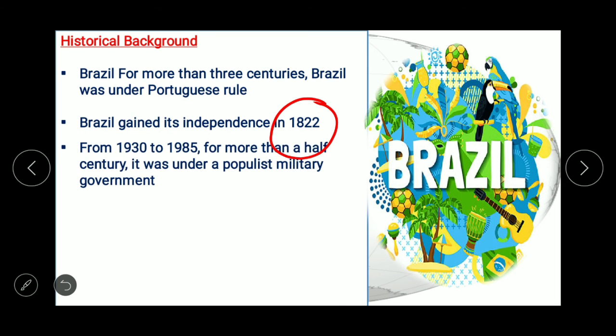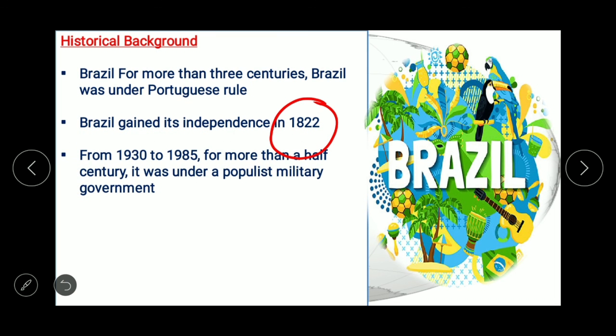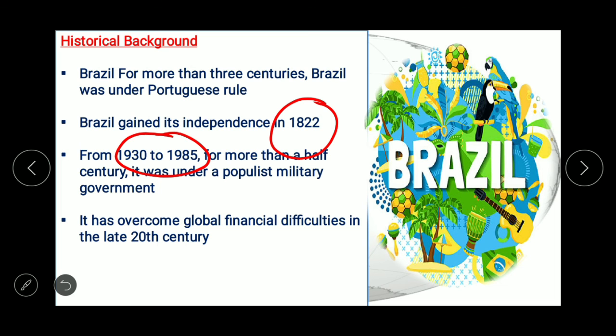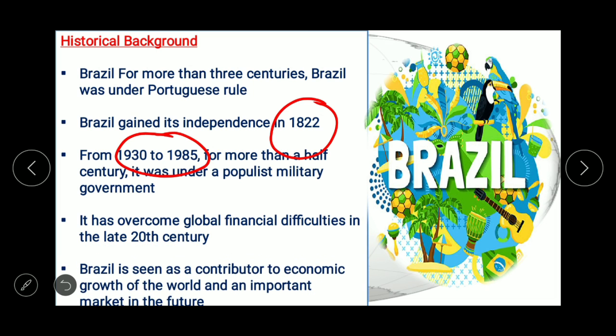1822. From 1930 to 1985, for more than a half century, it was under a populist military government. Then it has overcome global financial difficulties in the late 20th century. Brazil is seen as a contributor to economic growth of the world and an important market in the future, like India, which is already a global market. Brazil also an important market in the future.